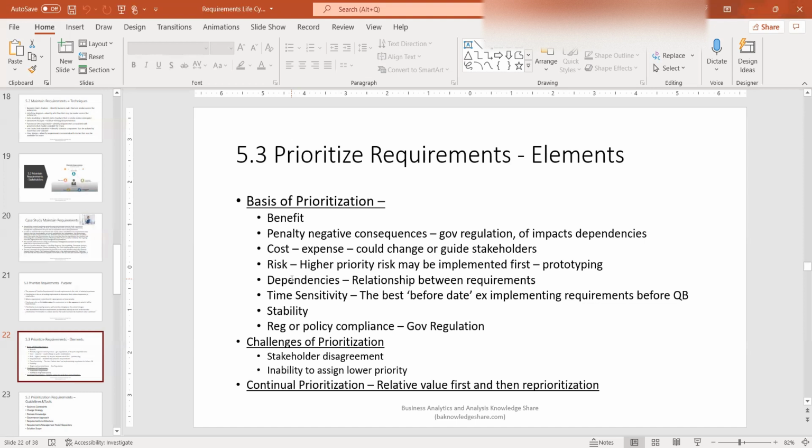Continual prioritization. You need to consider the relative value first and then reprioritize. So always prioritize requirements continuously on an ongoing basis. Within Agile, that is not a problem because you are continuously prioritizing, building in sprints. Versus an SDLC, where it's a little more rigid and prioritization doesn't come in continuously, but comes in the form of change requests, which are then looked through by a governance body, and then approved or declined.